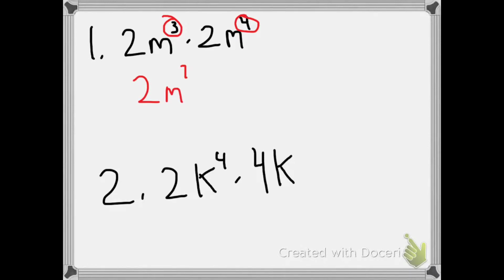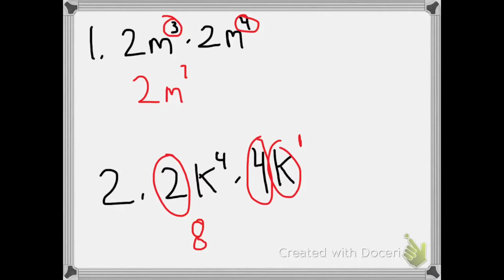And then for number 2, as you can see, the bases are different, so we have to multiply these first, and we get 8. And then for the k, there is actually an exponent, and it's 1 because there's only one k right here. So 4 plus 1 is 5, so you get 8k to the 5th.